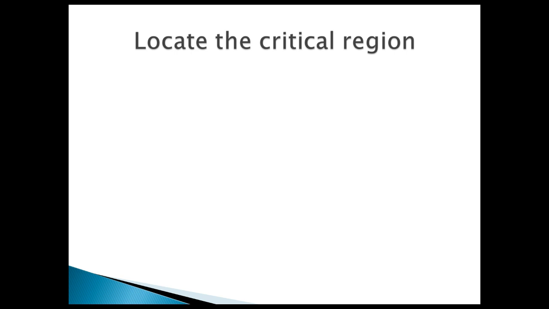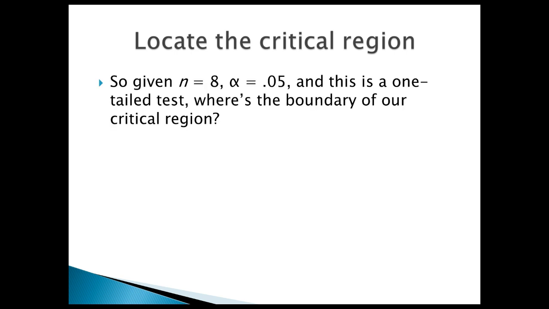We're going to locate the critical region. So given n equals 8, alpha of 0.05, and this is a one-tailed test, we can find a new boundary for our critical region. We have to know what our degrees of freedom are. Our degrees of freedom in this case is still n minus 1 because it's still one sample t. So n minus 1 equals 7. And then we have a one-tailed test, and the alpha is 0.05.